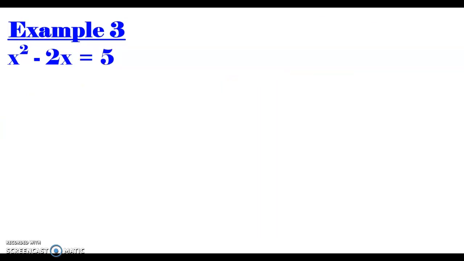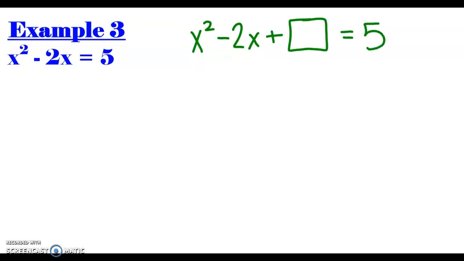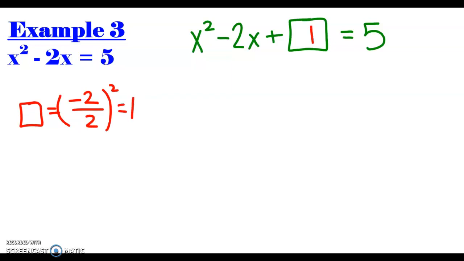All right, so here we need x squared and bx. So we have x squared minus 2x plus save a seat for magical c equals 5. Magical c is half of b squared. So b is negative 2. Half it and square it. So half of negative 2 is negative 1. Squared is 1. So I add 1 on the right. I add 1 on the left.